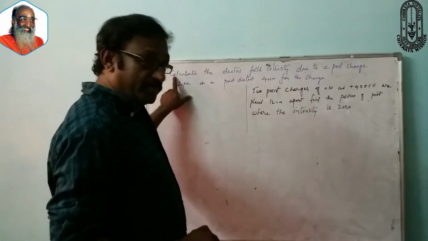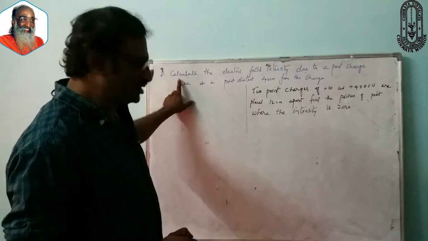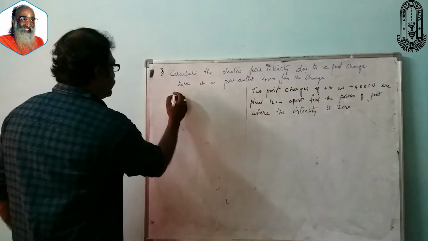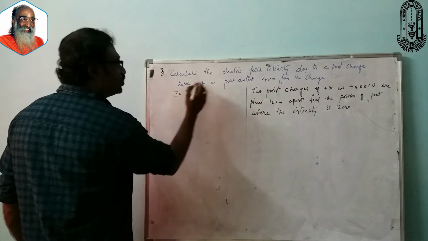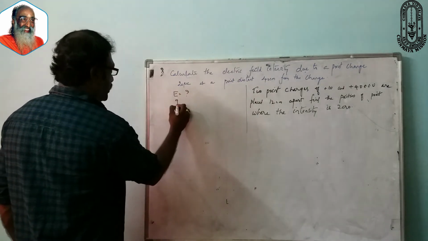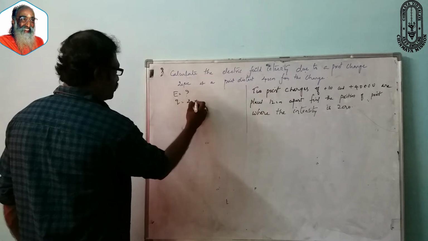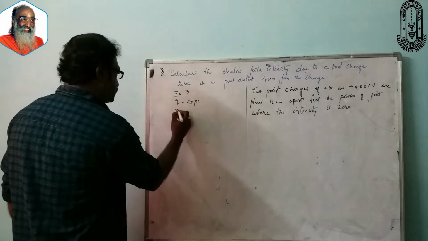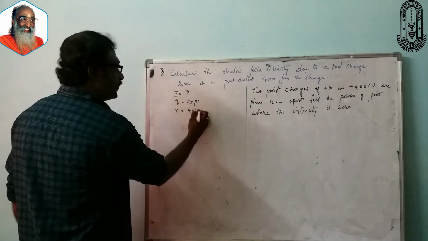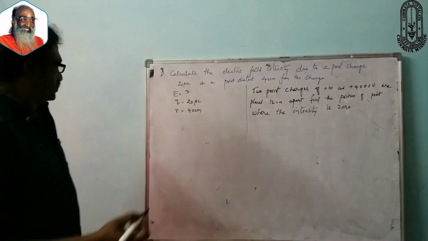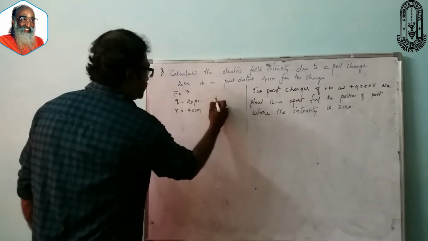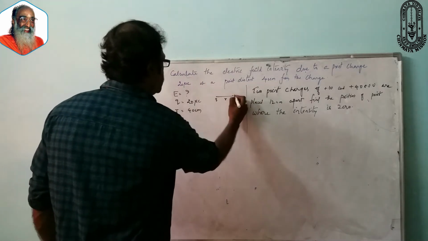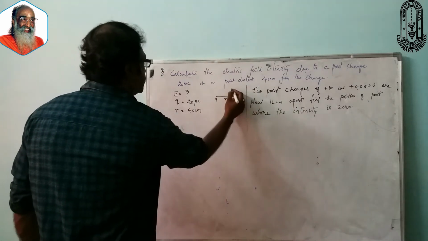This is a very simple numerical based on just a simple formula. Calculate the electric field intensity due to a point charge of 20 microcoulomb at a point at a distance of 40 centimeter from the charge. So the charge is there and at some distance R the point P is there. You have to find what is E at this place.